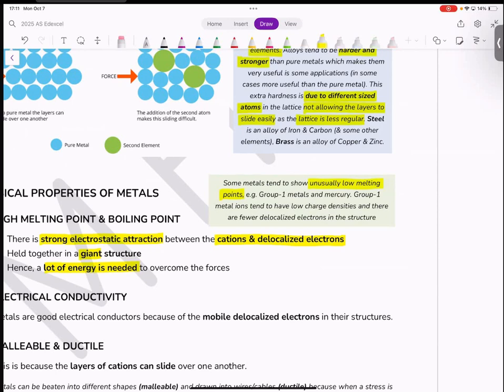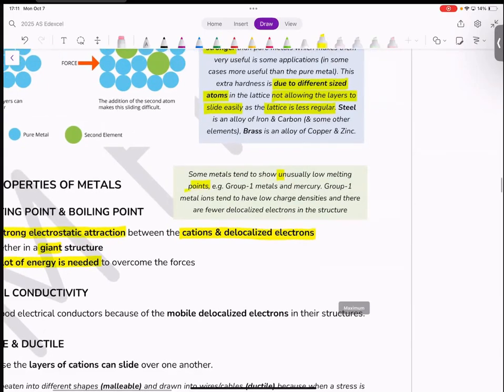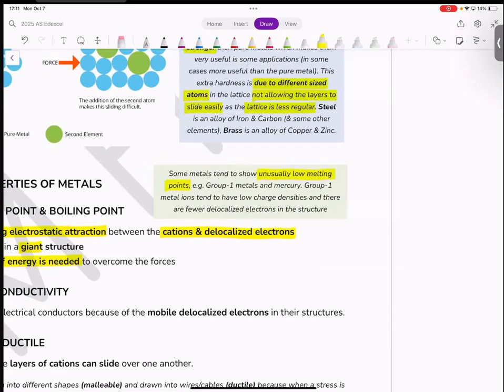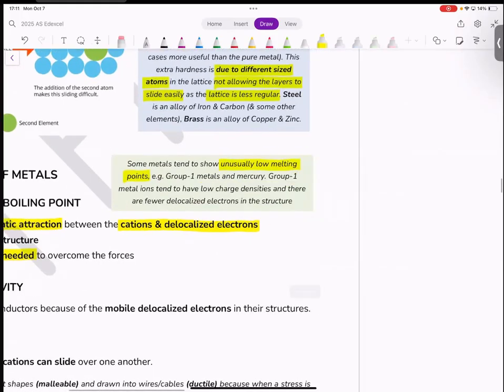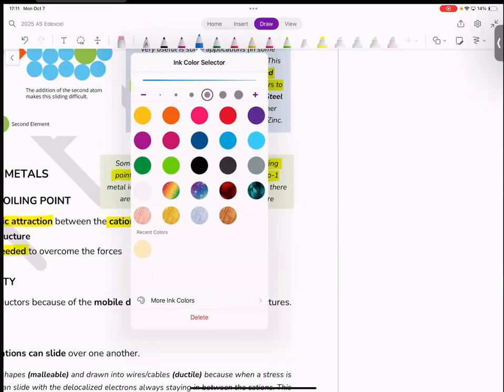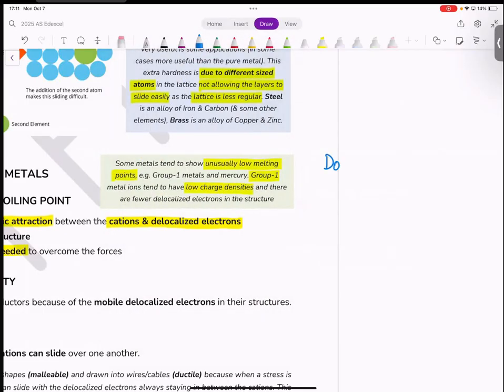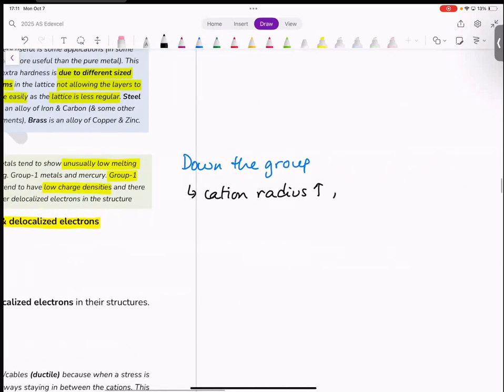If you feel like I should have written that down, right? So group 1 metals tend to have low charge densities and fewer delocalized electrons. Let's write that point down, okay? Because you won't remember otherwise. So down the group, cation radius increases. In other words, charge density is decreasing.